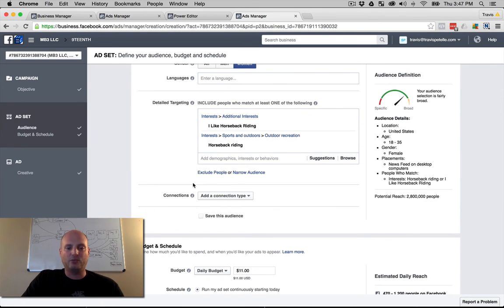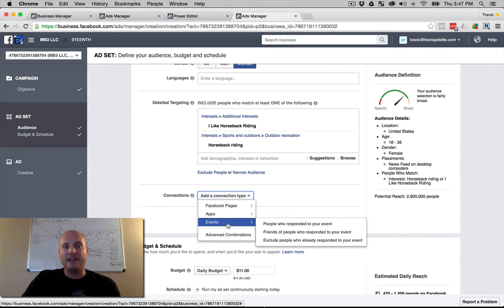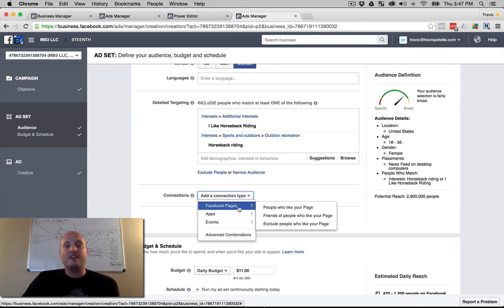And then lastly, there is one extra spot where we have connections, and we can set up certain connections. If you have apps in place, or you're doing an event and you have certain members who have liked it or been invited, you can advertise to them. With Facebook pages, you can advertise only to those who are part of your page. You can even advertise to those who are friends of people who like your page.